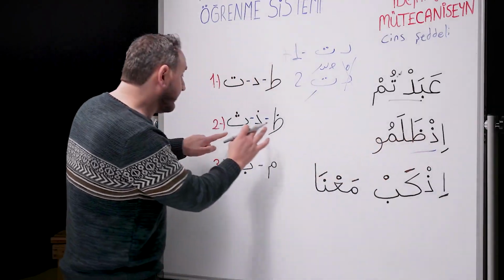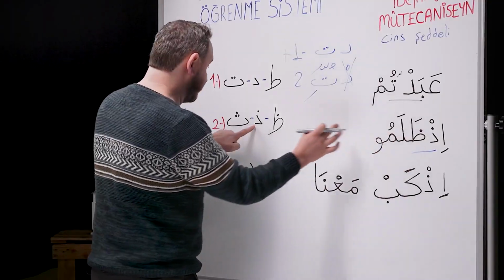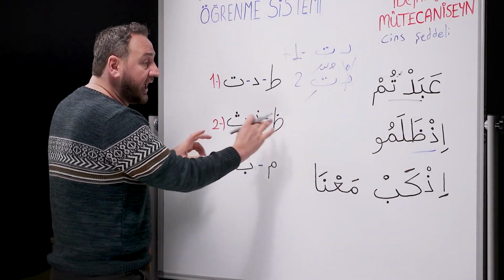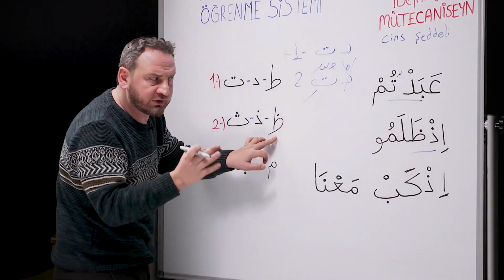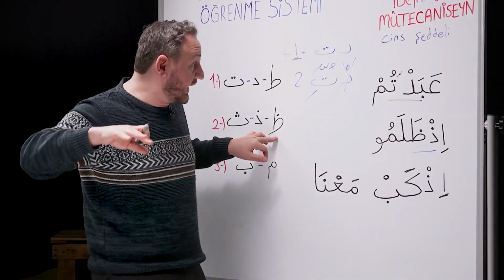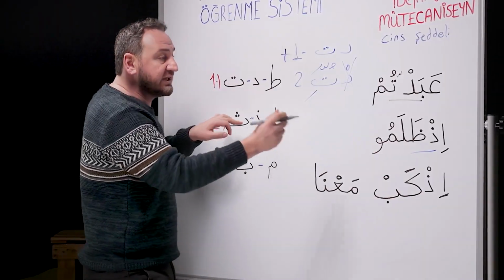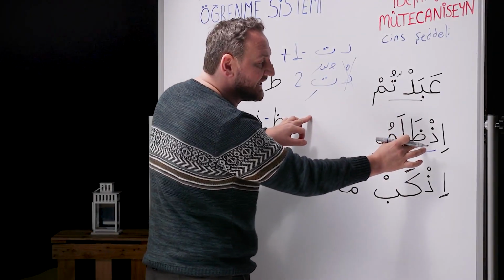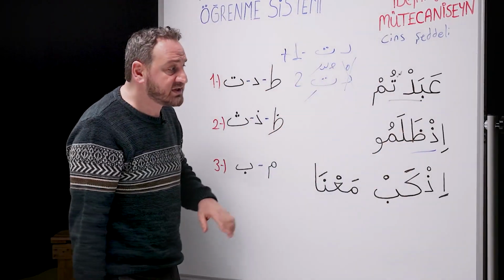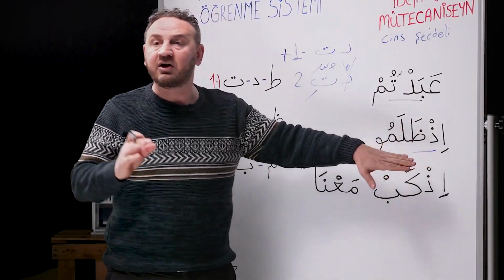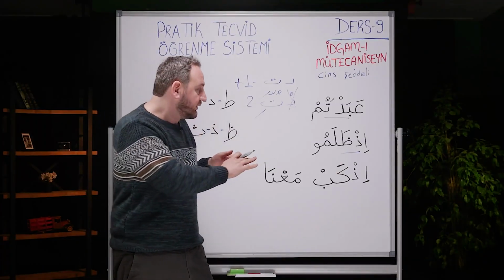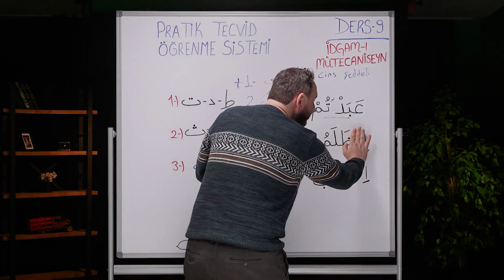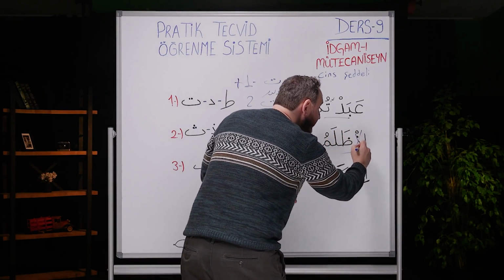Idh-zalemu. Let's see. There is zal. So two of the letters came next to each other. First zal, then ta. Was it enough? No. The first step was done. What comes next? The first one has jazm on it and the second one has any of the haraka. Normally we'd read this as idh zalemu. We remove zal, give Shaddah, and read this as idh zalemu.